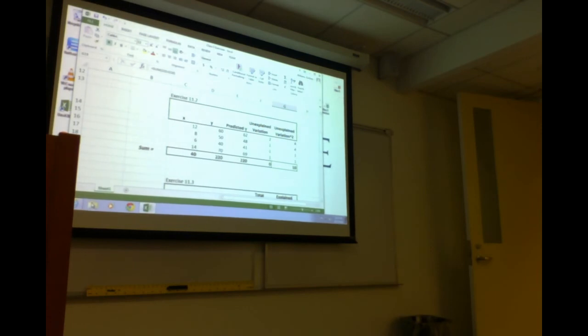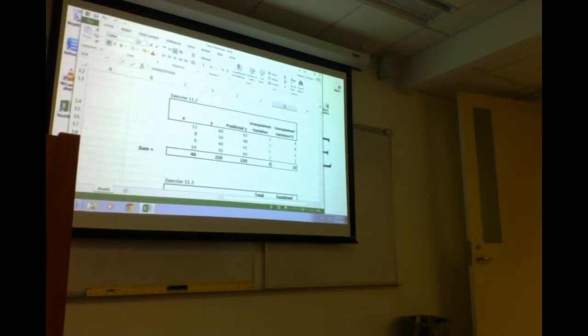Yeah, you're on the right track, Daniel. The percentage of variation, yes, that is explained. Yes, R squared measures the percentage of variation. What page is that? 11.11. Fantastic.